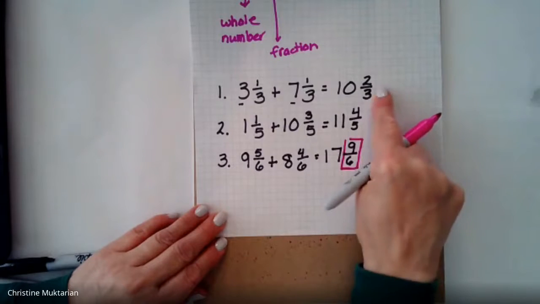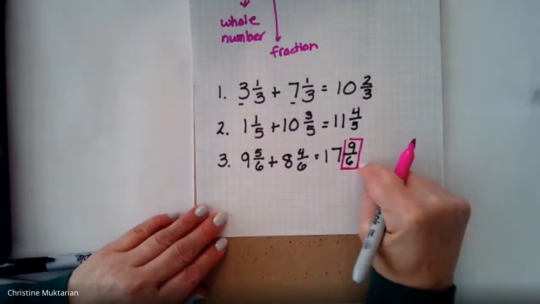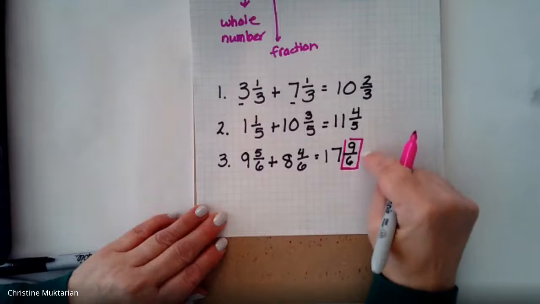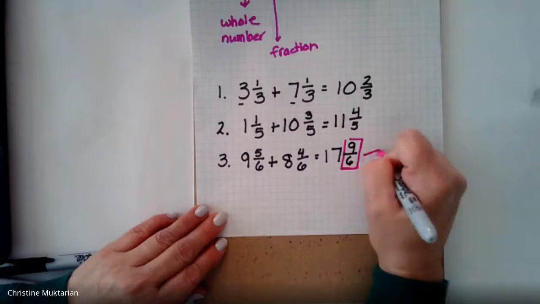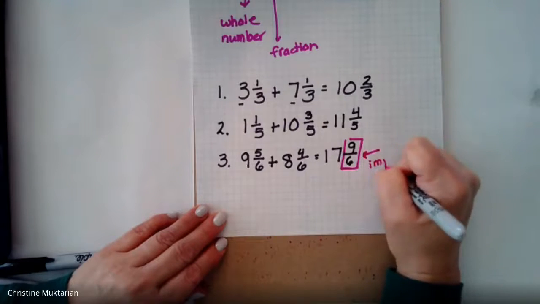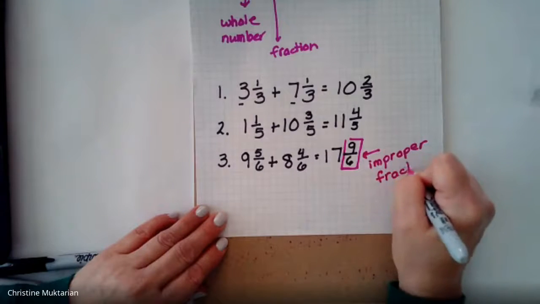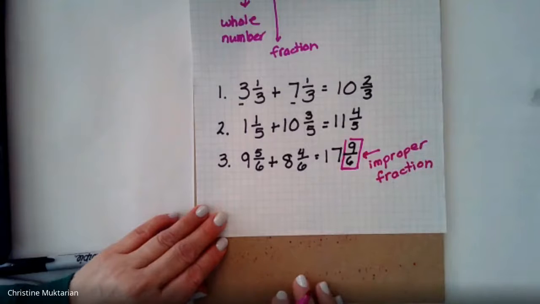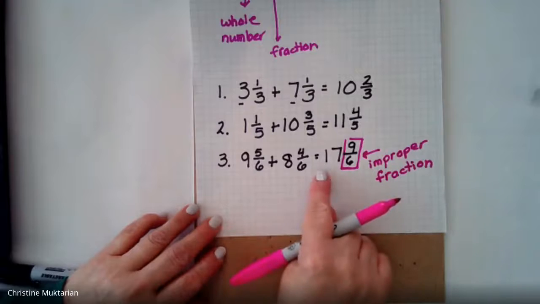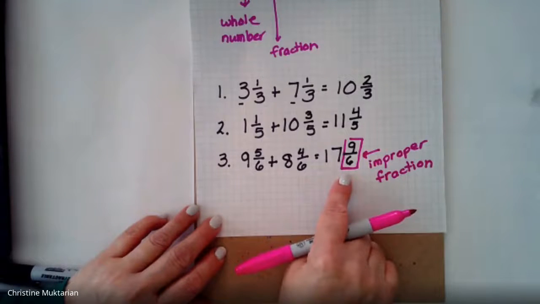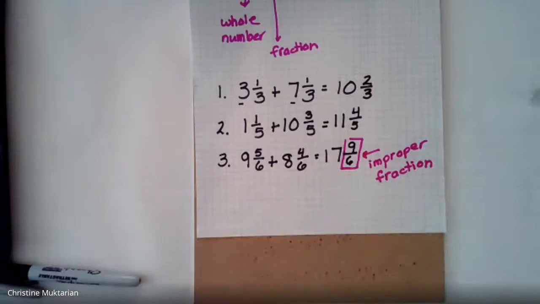This is actually different from these fractions because the numerator is larger than the denominator. And when you have a fraction where the numerator is larger than the denominator, it is called an improper fraction. Okay. Now with improper fractions, you cannot leave the answer as 17 9/6. You have to do something with this improper fraction, and I'll show you what you need to do.